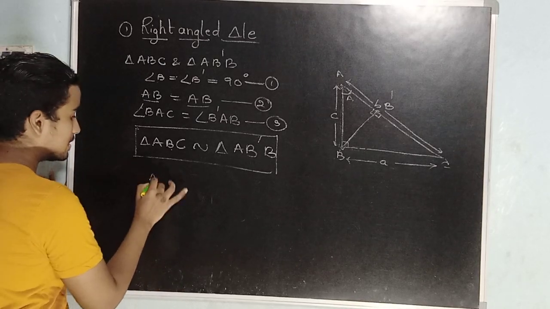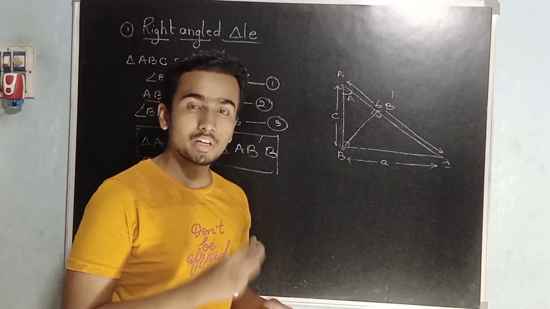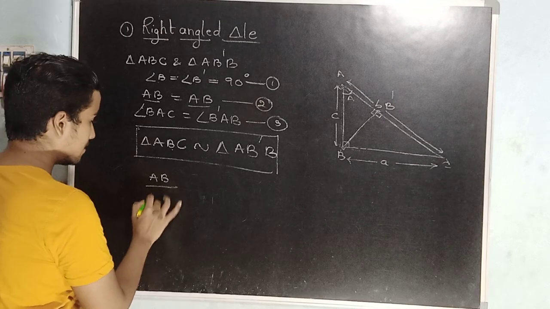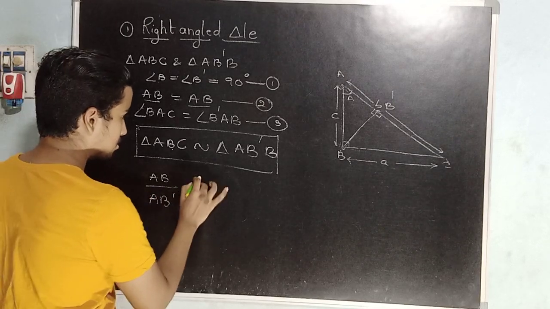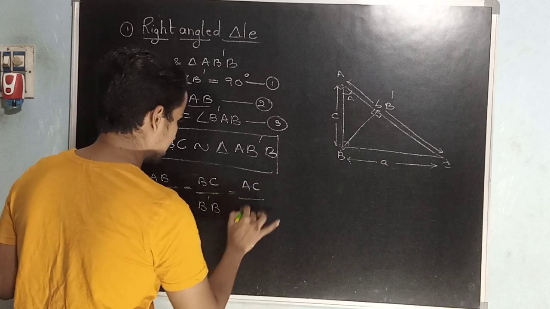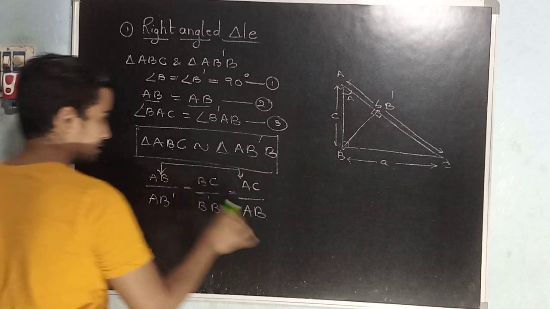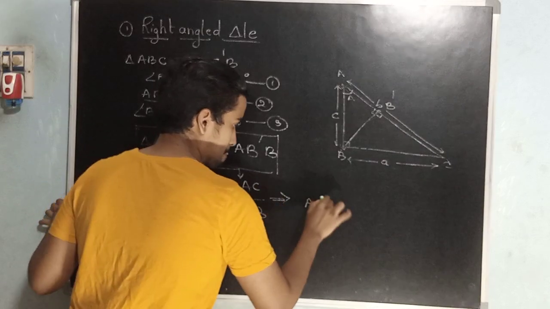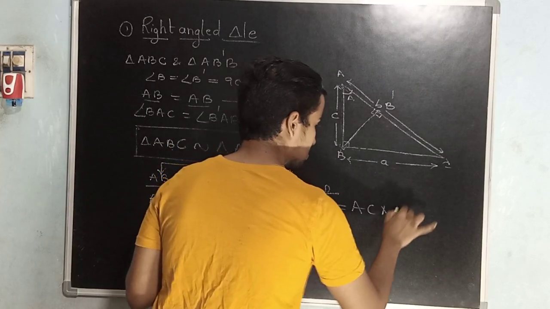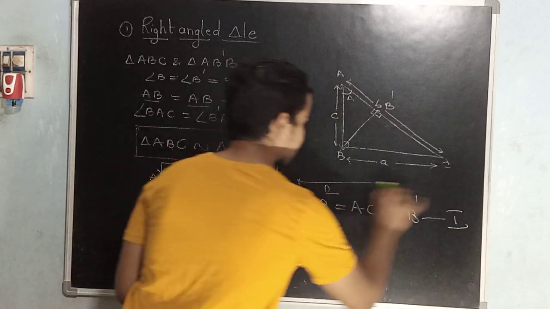Now it means the ratios of all the corresponding sides are constant. AB by AB dash is equal to BC by B dash B is equal to AC by AB. So by considering these two results, it can be taken that AB square is equal to AC into AB dash. It is our first equation.